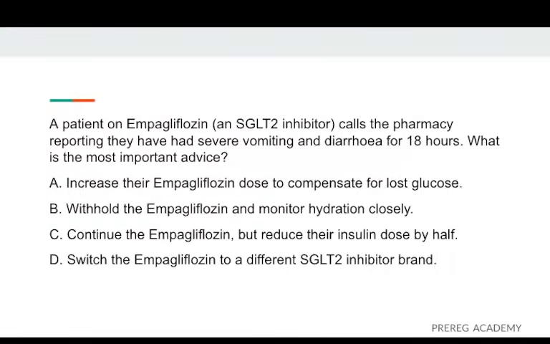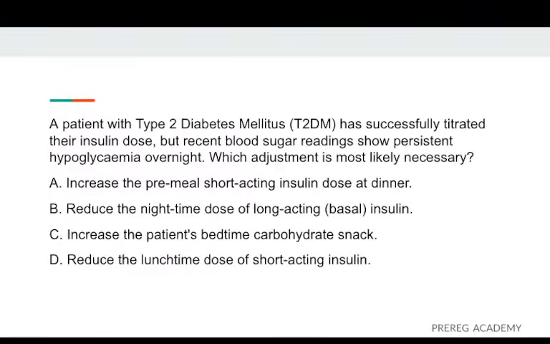All right, while we are still here, we've got long-acting insulins and we've got short-acting insulins. So insulin degludec, is it short or long-acting?